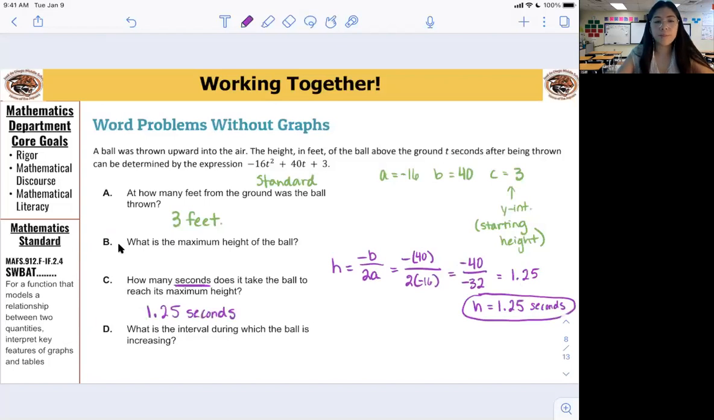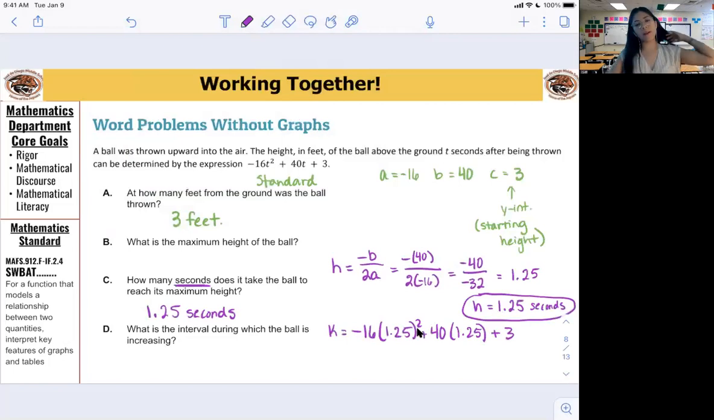But in order to answer B, what am I going to have to do to this number? Plug it in. So for the k value, we've got to plug it back in. k is going to be negative 16 times 1.25 squared plus 40 times 1.25 plus 3. All right, take 1 minute to try this on your own using your calculator. Tell me your answer in the chat and I'll tell you if you got it right.